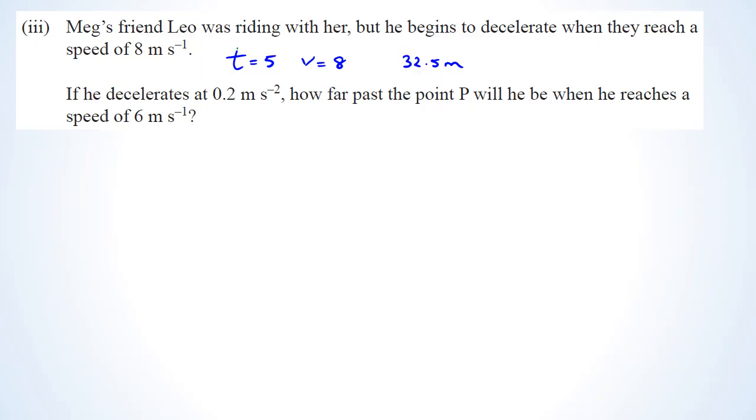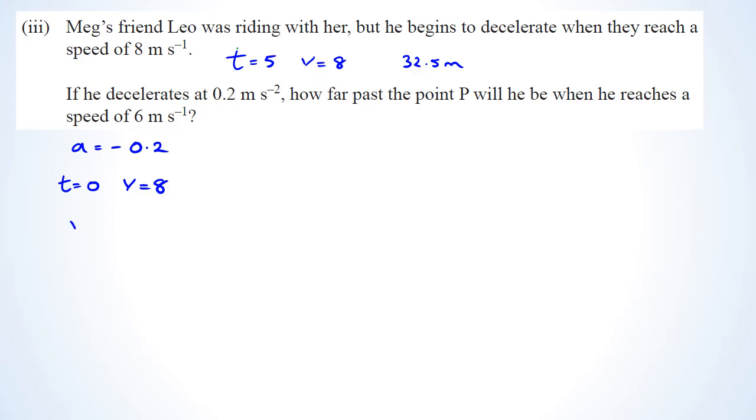So at the 5th second, Leo starts to decelerate, which means his acceleration is negative 0.2 meters per second squared. Okay? Which means we're going to put the point where he decelerates, after that 5 seconds, as equal to 0, and his velocity is now 8. So this is kind of like looking at the time after the 5 seconds. We're going to see what happens after 5 seconds.